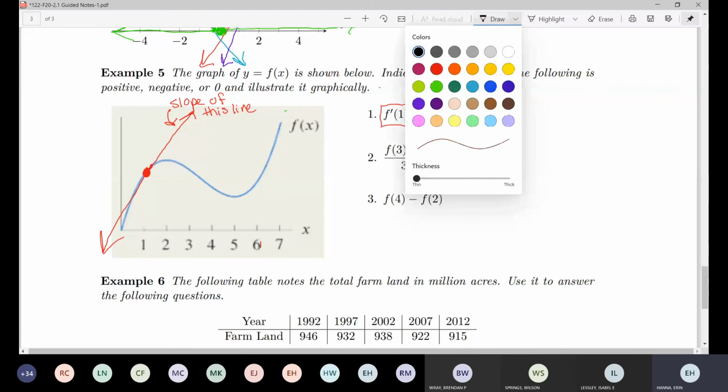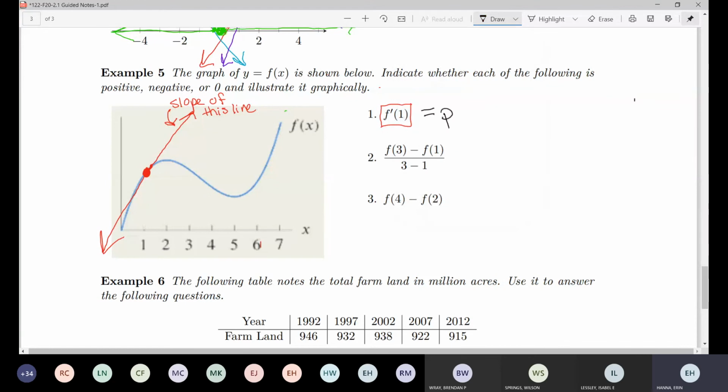Well, what would the slope of that line be? Positive, negative, or approximately 0? That would be a positive value, whatever it is.